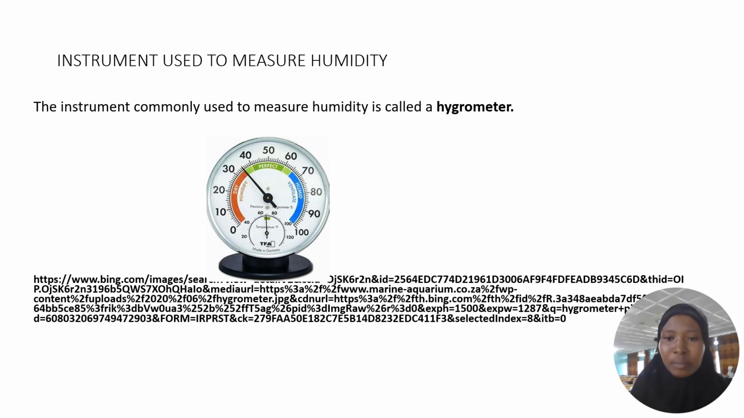Thank you. My name is Marika Kimanimai. I'm going to continue with another point, which is the instrument used to measure humidity. The instrument commonly used to measure humidity is called the hygrometer. As you see in this slide, we have a picture which shows a hygrometer as the instrument used to measure humidity in the environment.